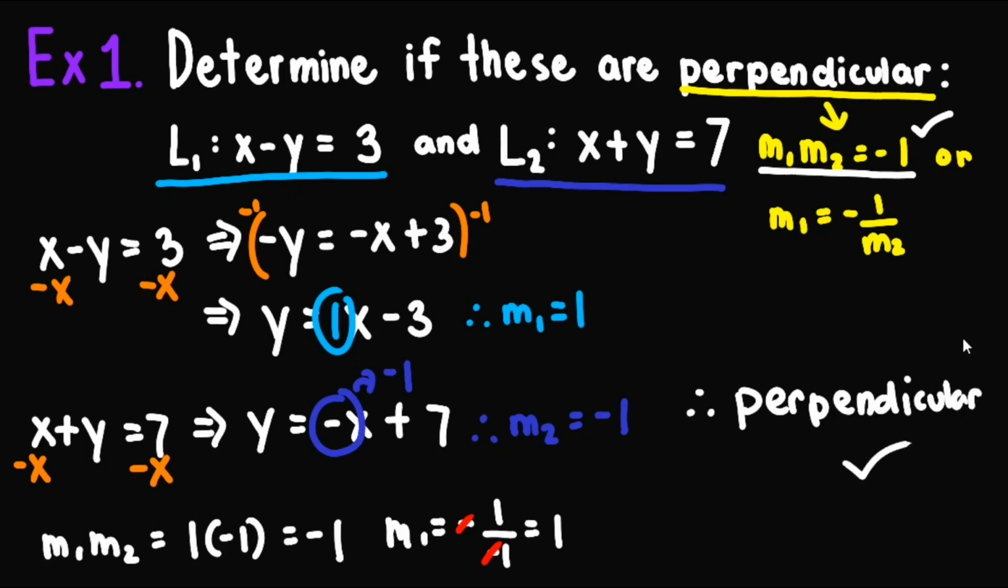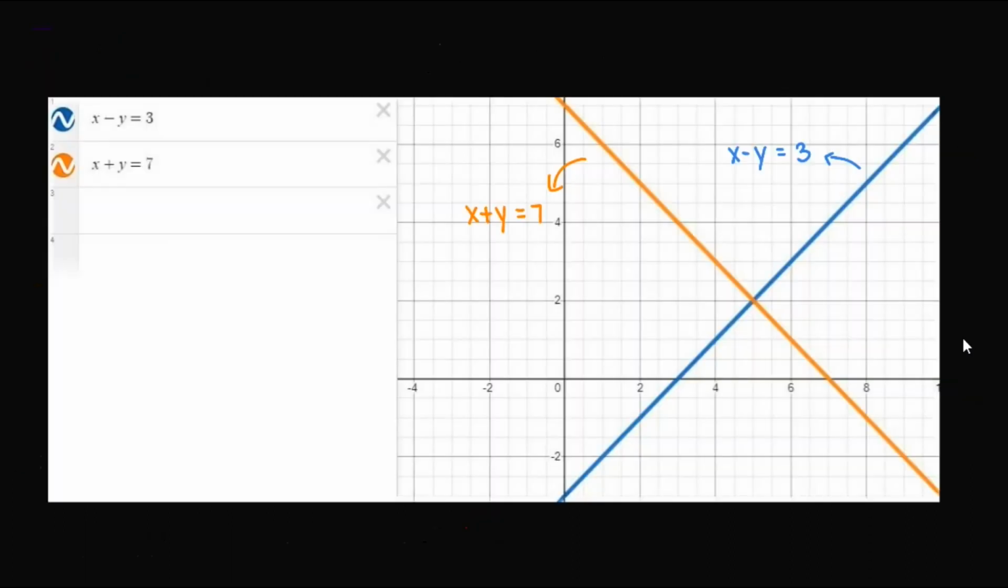So as simple as that. Just checking the slopes and considering our remark from the previous one. As a proof that this is correct, here's a graph that showcases the two lines that we have. Clearly, we have a 90-degree angle here, or right angle. So these two lines are indeed perpendicular.